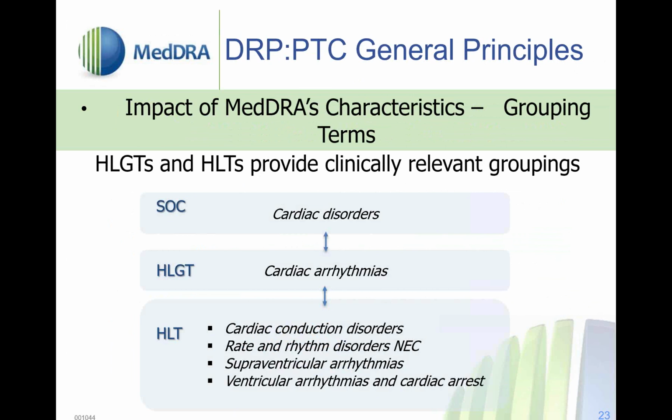So, for example, let's say you're looking at cardiac arrhythmias, you're interested in supraventricular tachycardias. Are you going to look throughout the entirety of the cardiac disorder system organ class for that? Or is there a level in MedDRA that helps you focus your attention on a particular group? So under cardiac disorders, you're going to see the high-level group term for cardiac arrhythmias. But that can also be broken down further into the type of arrhythmia. So if you're interested only in supraventricular arrhythmias, there's an HLT for that.